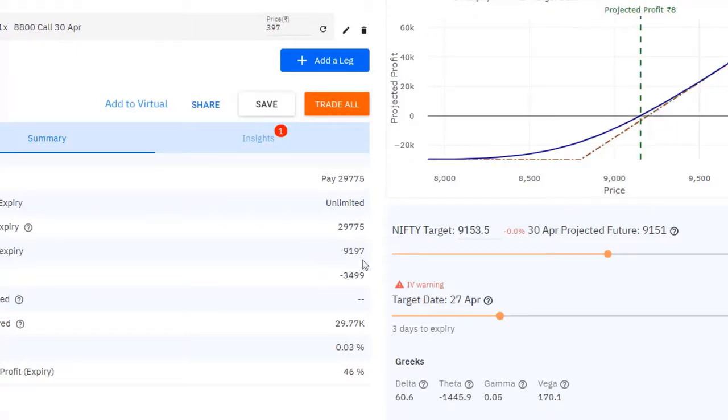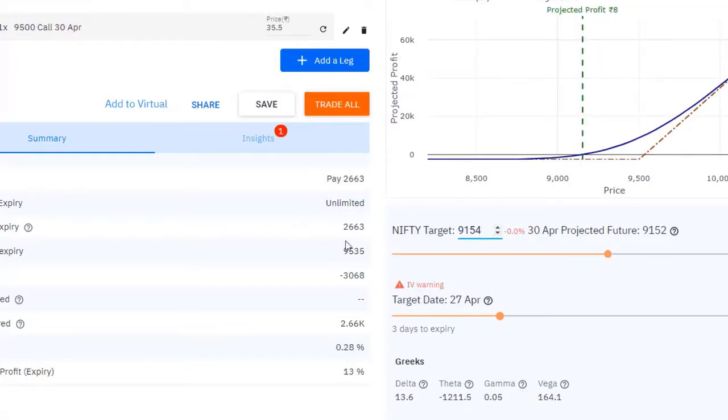So let's see if this delta is correct. If Nifty goes up 1 point, this should jump to around 60 rupees. So let's see that. 60 plus 8, around 68 it should become, 67. This is correct. So delta is working here. Now let's look at the last one. Profit is at 8, delta is 14. Let's jump it by 1 point. Yep, it goes to 19, roughly right.